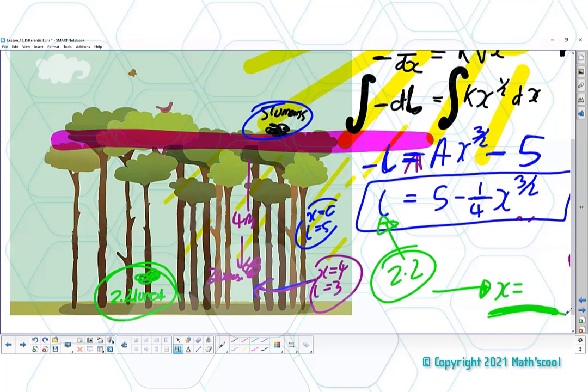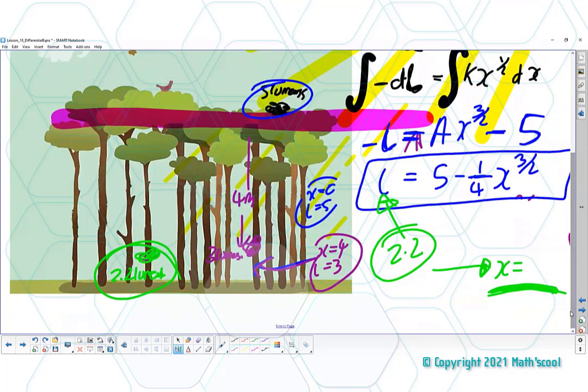Just put in L is 2.2. Minus 5 from it. Divided by minus a quarter. And do the 1.5 root. You've got a root button like this, root, box, box. Put in 3/2 in there and put the answer in there.